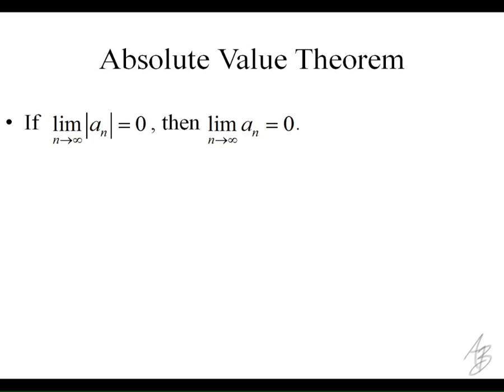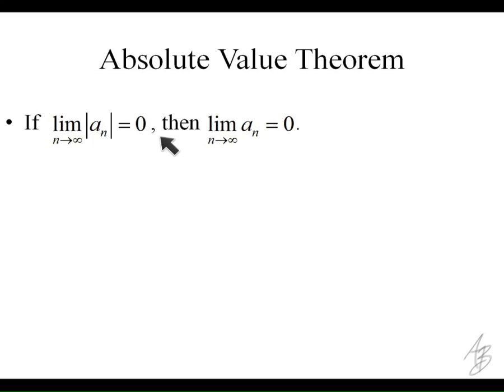This one's a little different, but it's useful. It says something that might seem a little obvious, but it's not necessarily obvious. So what this says is if the limit of the absolute values of the terms of a sequence go to 0, then the limit of the terms of the sequence also go to 0.